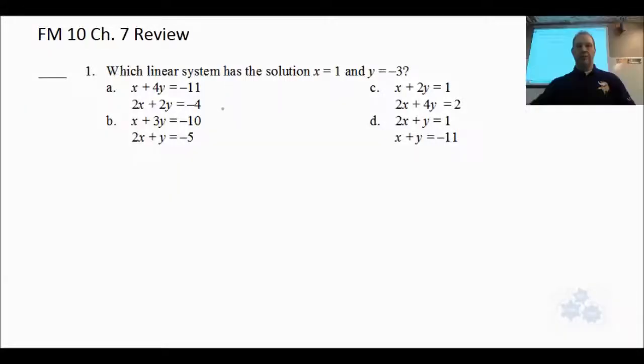Okay, so for Chapter 7, we're talking about systems of linear equations. And the first question in our review here is going to be asking which linear system has these solutions. So x equals 1, y equals negative 3.